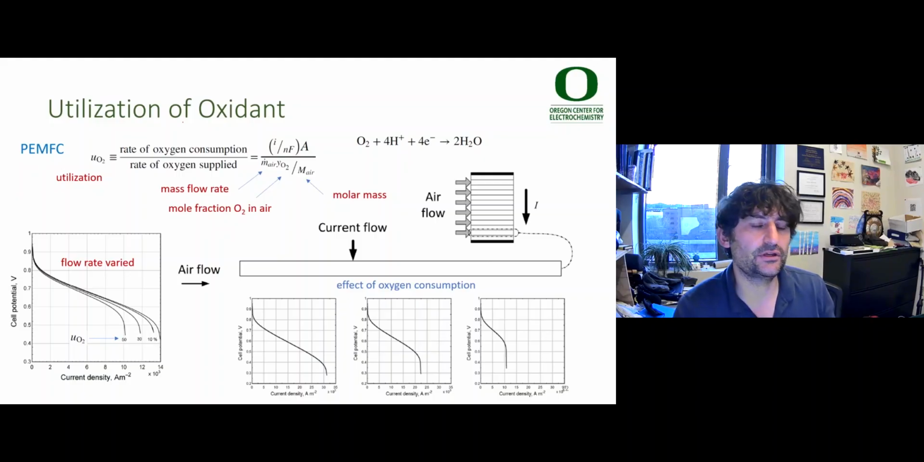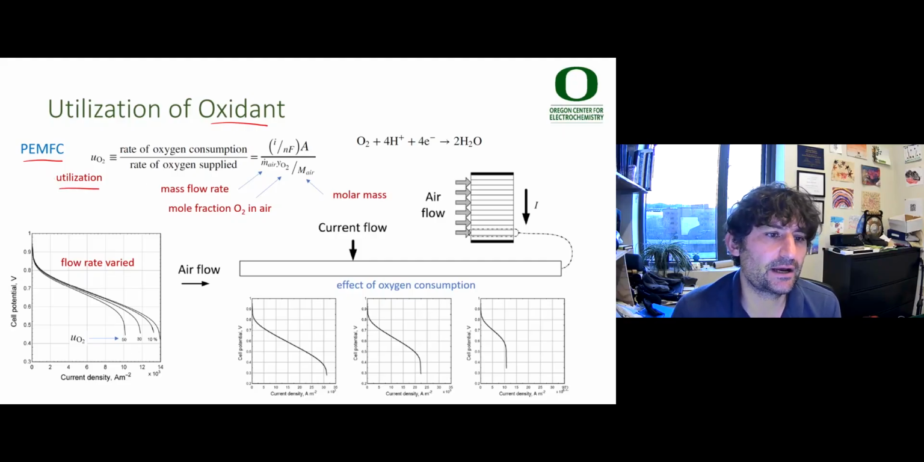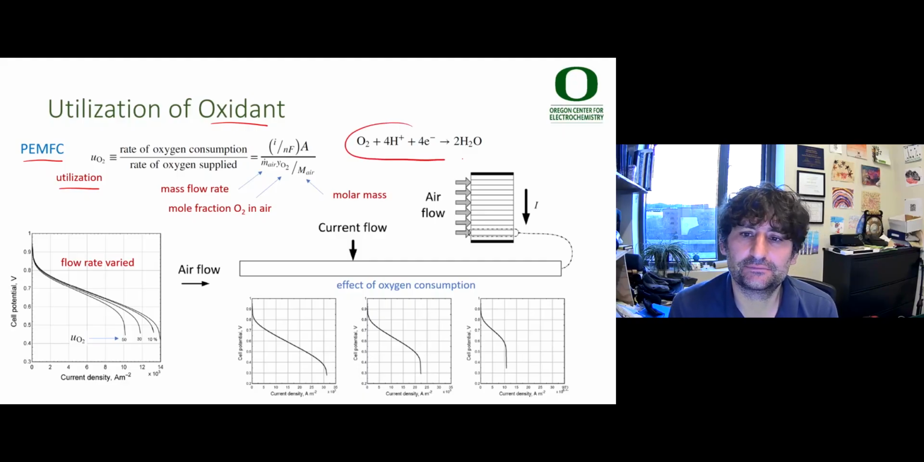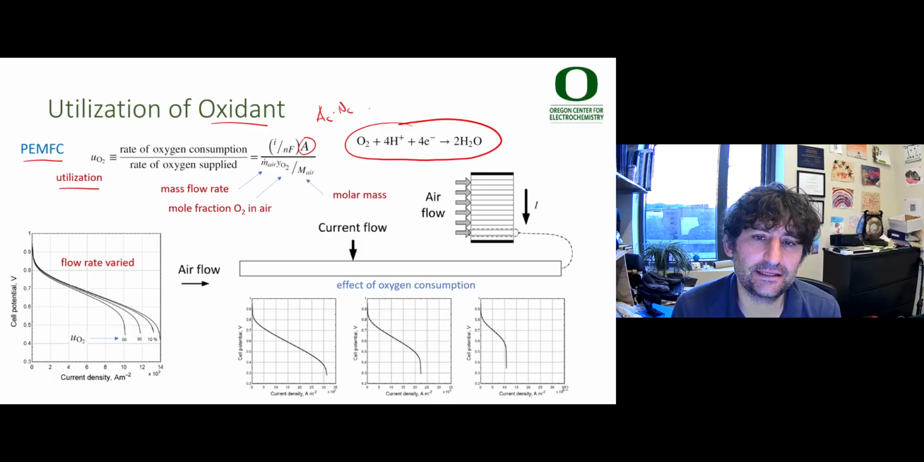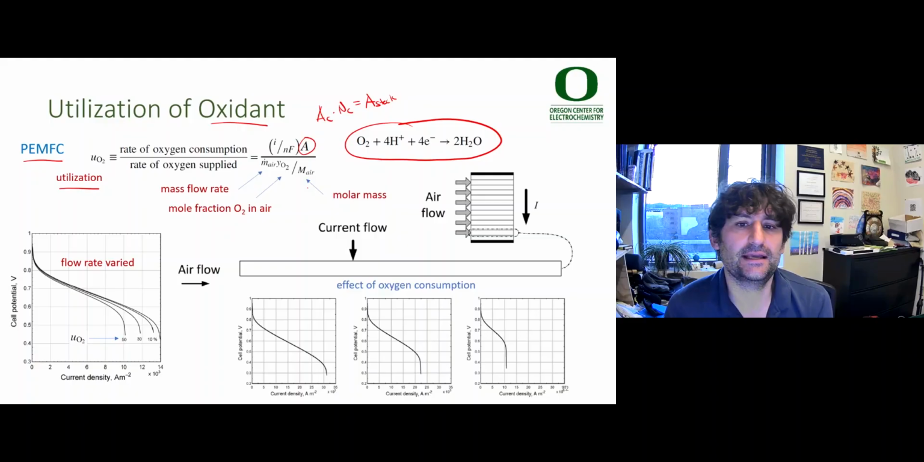Let's talk now about the utilization of oxidant. So for a PEM fuel cell, proton exchange membrane fuel cell, the utilization is given by the rate of oxygen consumption over the rate of oxygen supplied. We can calculate that simply as I over NFA, where N is the number of electrons involved in the Faradaic reaction. Here, 4 for oxygen reduction. A is the area here actually of the entire cell, so it's going to be A_C times N_C, the A of the whole stack, so it's represented by A here.